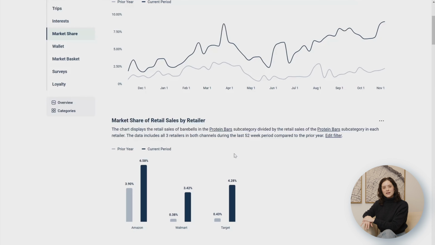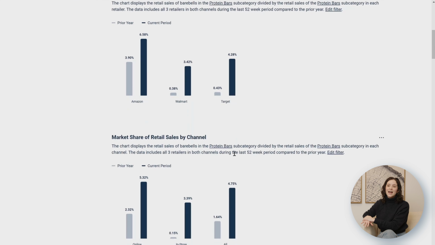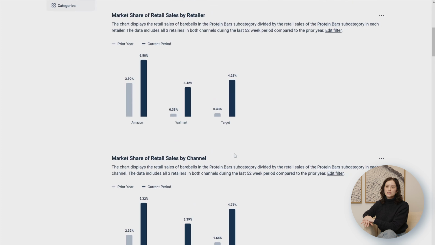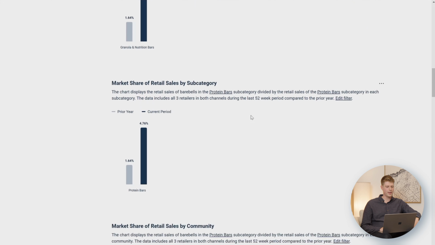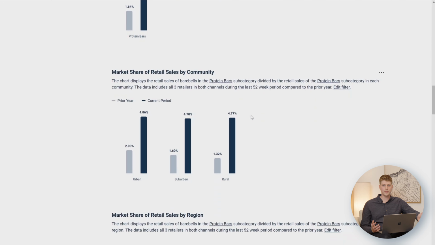Sure. The first one is sales by retailer. Being able to break out market share by specific retailers gives us deeper insights into brand strategy and maybe how this brand is growing really rapidly. Bearbells is a great example. You can see they had an Amazon-first approach and have just recently launched in Walmart and Target for an in-store presence. As we continue to scroll down the page, you'll see that Bearbells' market share is split evenly across all community types, suburban, urban, rural.